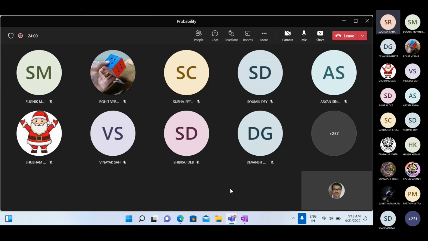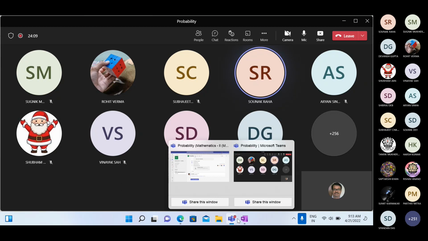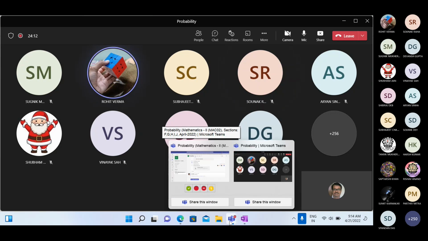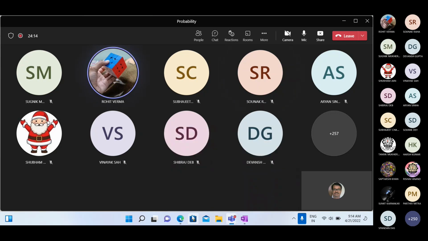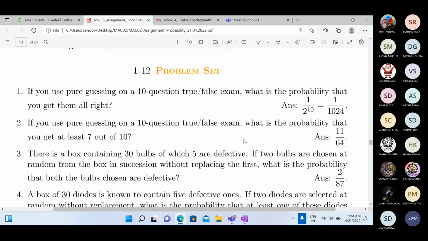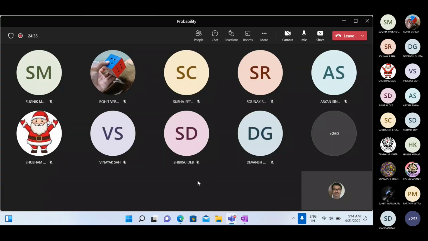At least 7 out of 10. So if 7 are correct, any 7 can be correct. Sir, it says at least 7, so we can say 10C7 plus 10C8 plus 10C9 plus 10C10. These are all the possibilities of getting 7 correct, 8 correct, 9 correct, and 10 correct. Exactly, that is correct, then divided by 2 to the power 10. Someone said this, I can't tell who, but that is correct actually.